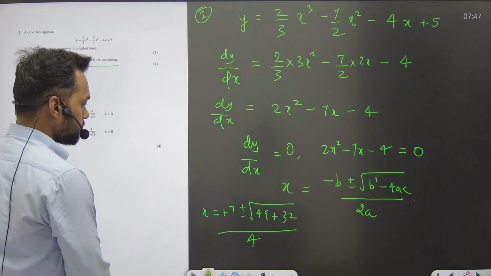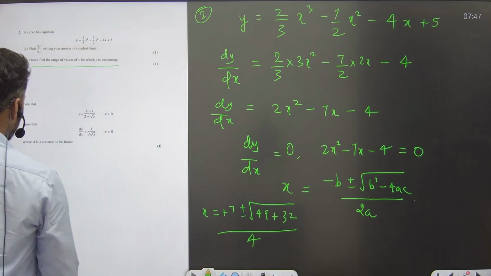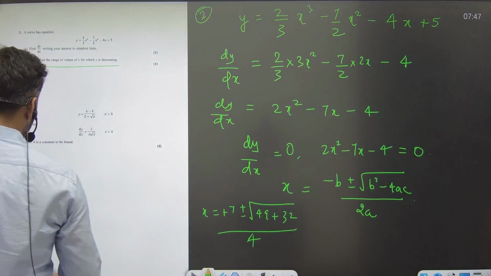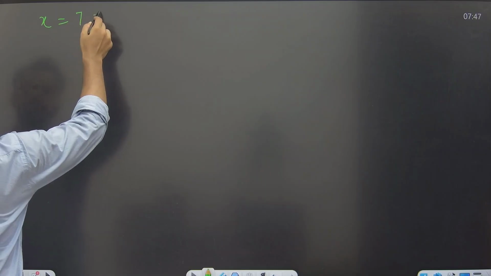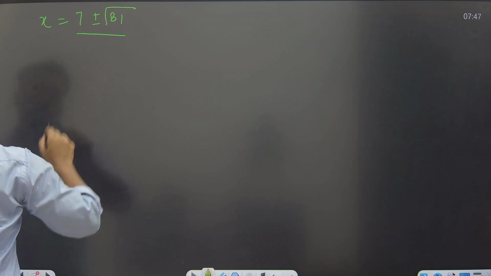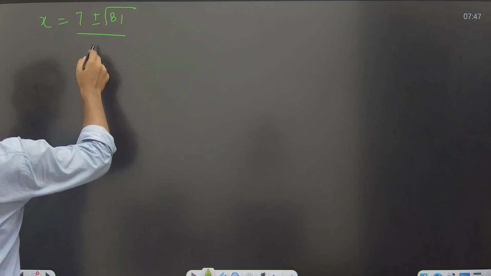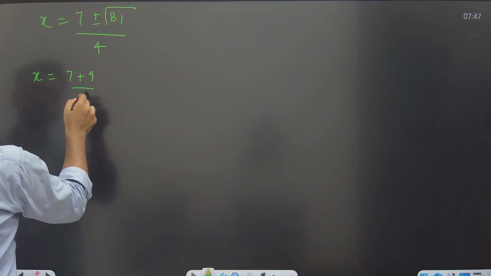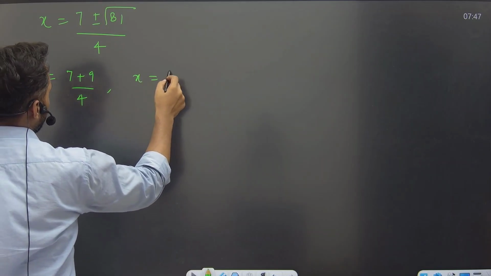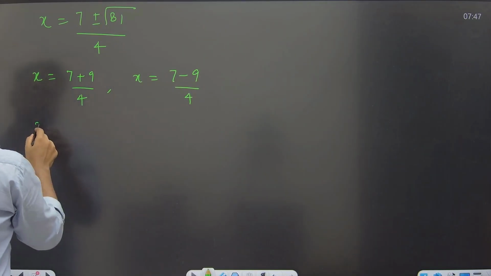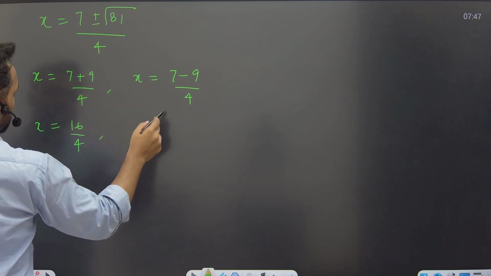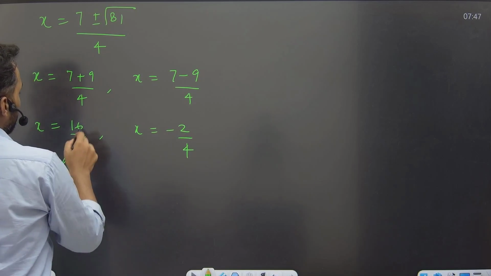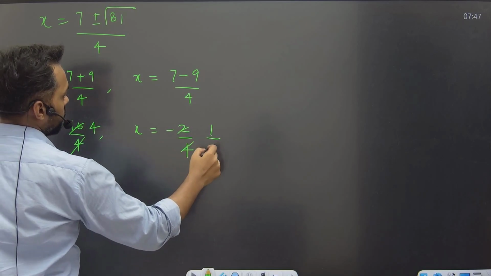Okay, this we are getting. So I'll be doing it further here. The value of x which we are getting, student, is x equals 7 plus or minus the square root of 81 upon 4. So what are the possible values? First let's take the positive part, 7 plus 9 by 4, and the negative part, x will be 7 minus 9 upon 4. So what we'll get? 16 by 4, and x will be negative 2 by 4. This will be 4 and this will be negative 1 by 2.